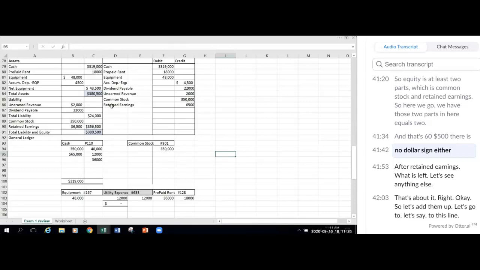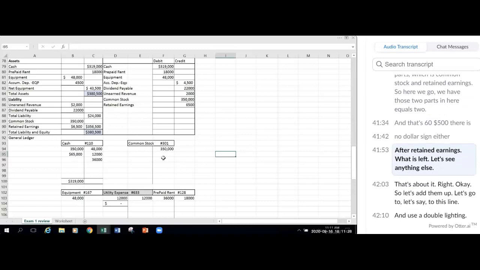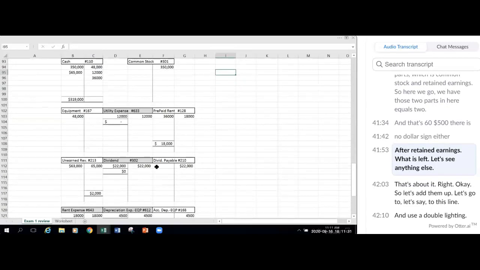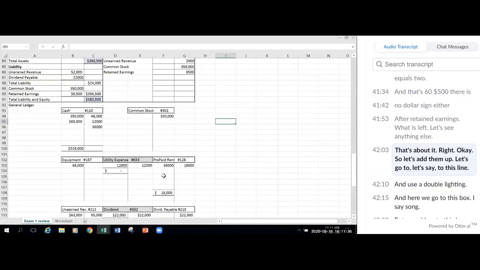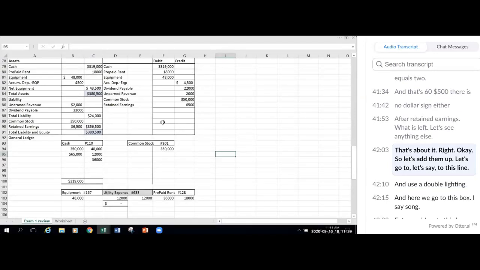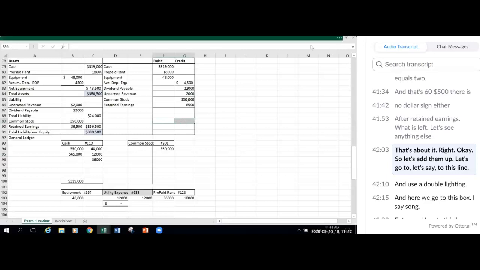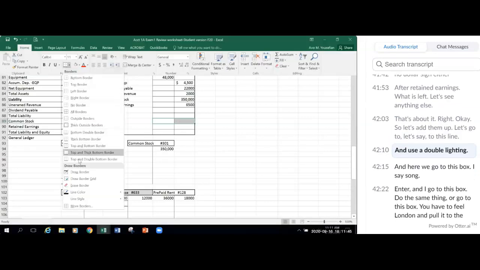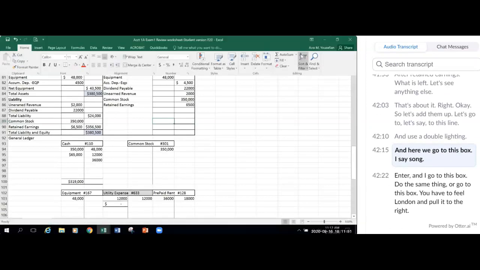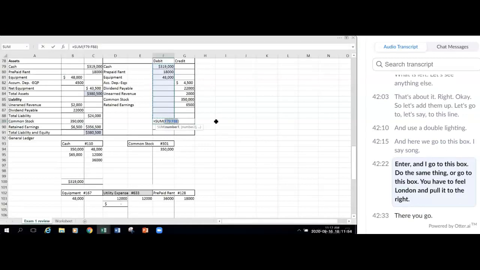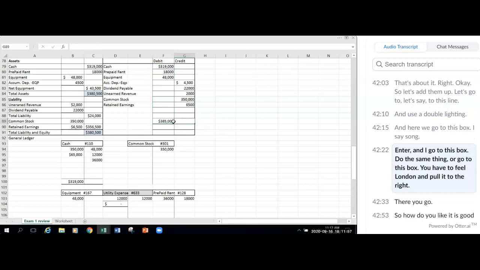And after retained earning, what is left? Let's see. Anything else left? That's about it, right? Okay, so let's add them up. Let's go to this line and use a double line. And here we go to this box. I say sum, enter. Then I go to this box, grab the fill handle and pull it to the right. There you go.